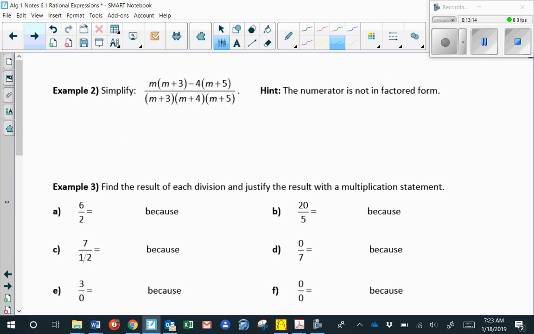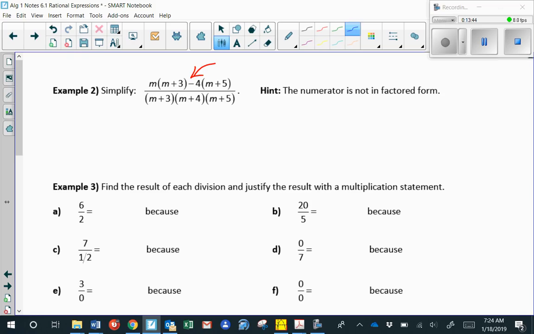All right, on the next page, we want to simplify this expression, and this one looks a little bit more beastly. It's very tempting to cancel the m plus 3 and the m plus 5 factors between the numerator and the denominator. However, you'll notice that the numerator is not in factored form. What clues me in about that? The minus sign that sits in between the m times m plus 3 and the 4 times m plus 5.